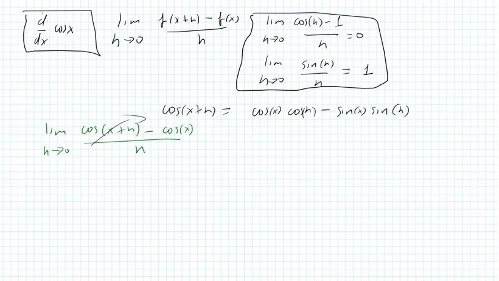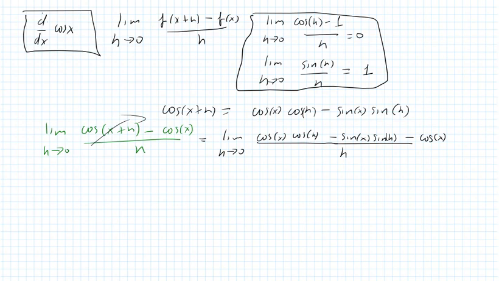So the limit as h approaches 0 becomes as follows: the limit as h approaches 0 of cos x cos h minus sine x sine h, minus cos of x, all over h. Now we're going to simplify this. We're going to arrange it in a way that we can use the formulas for those limits that I told you about at the beginning.